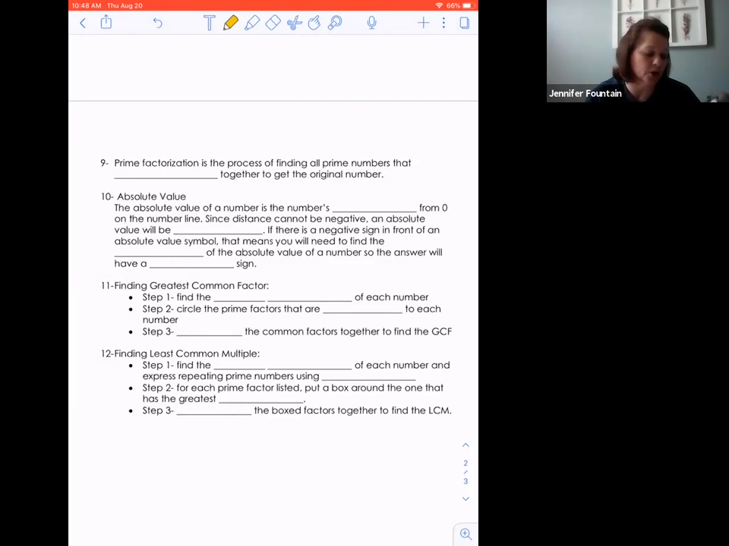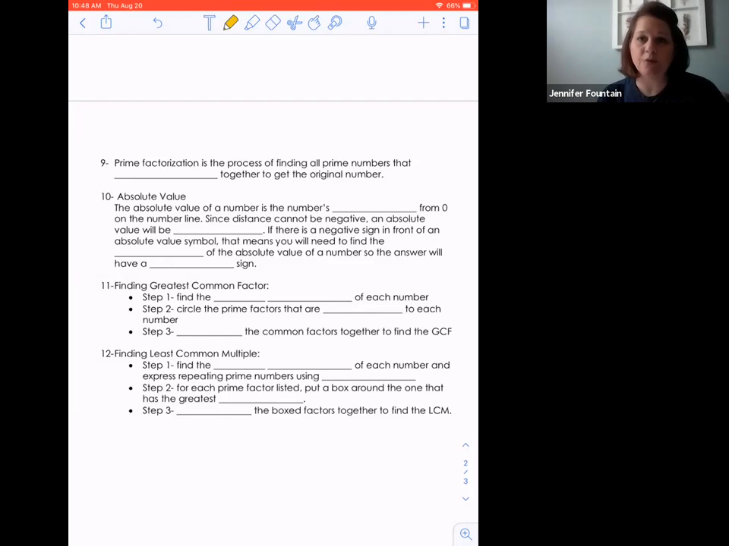Second step for greatest common factor, this is where I look and I buddy up. I circle the common factors between both numbers or all 3 numbers, however many numbers. I'm looking to see what's in common for all of them. If I have more than one number in common, then step 3, I'm going to multiply those together to find the greatest common factor. Least common multiple, again, step 1, start by finding prime factors.